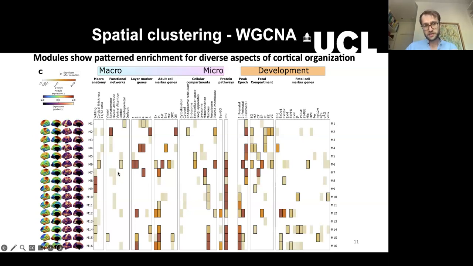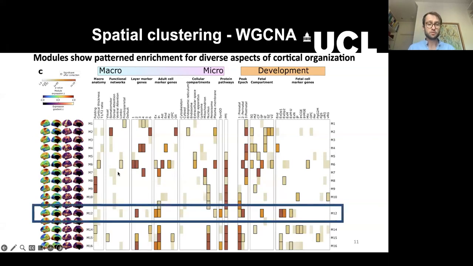There's a lot of different enrichments here to be looking at, but we're just going to zoom in on two modules, M12 and M15.